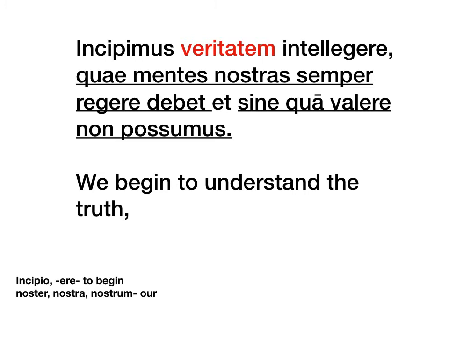Incipio will often, if not always, take a complementary infinitive. In this case, being intellegere. So we have a direct object surrounded by verbs. And red is my official color for direct objects. I'm going to use a maroon for accusative objects of prepositions, since that's almost red, but not quite. All right, so that's easy, right? And okay, now we have a relative clause. So that's where it's going to get a little trickier, but not too bad. So quae mentes nostras semper regere debet. The only thing you might be stumped on is maybe you forgot nostras, which is from noster, nostra, nostrum, meaning our.